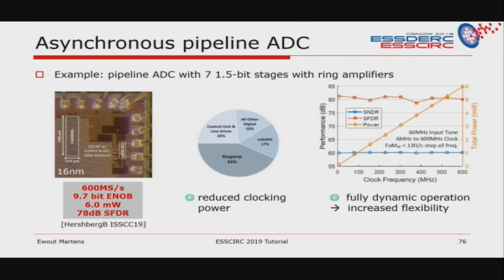This is the example of an asynchronous pipeline ADC that we published at ICC this year. The clocking power has been reduced to 1/4 of the whole power, and the whole operation now is also completely dynamic, so that increases the flexibility. And it becomes low power, so this is 600 megasamples, also almost 10-bit, but it only consumes 6 milliwatt.